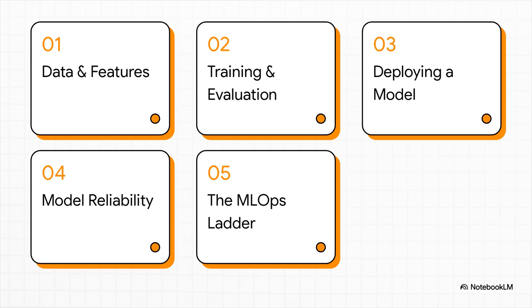So think of this whole process like we're taking a tour of a high-tech factory. First, we'll check out where the raw materials come in. That's our data and features. Then we'll head to the engine room where all the magic happens, training and evaluation. After that, we'll see the shipping department where we deploy the model. And we're not done. We'll stick around for post-sales support to make sure it stays reliable. Finally, we'll zoom out and see how it all fits together with something called the MLOps ladder.